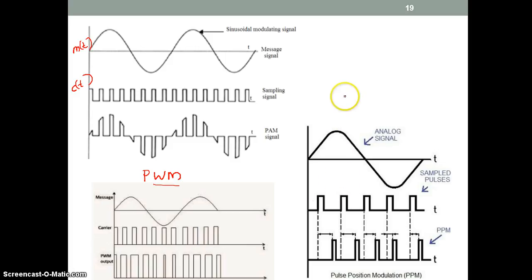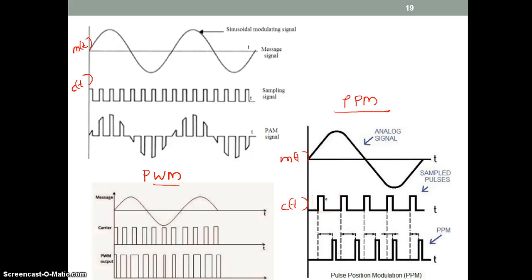Now look, pulse position modulation. Pulse position modulation corresponds to the phase modulation. Actually, position of the pulse will change according to the instantaneous amplitude of message signal. This is the message signal. This is a carrier pulse. So according to that, the position changes, but look here, the width will be the same, amplitude of the pulse will be the same. Only the position will be different. It will vary depending on the instantaneous amplitude.